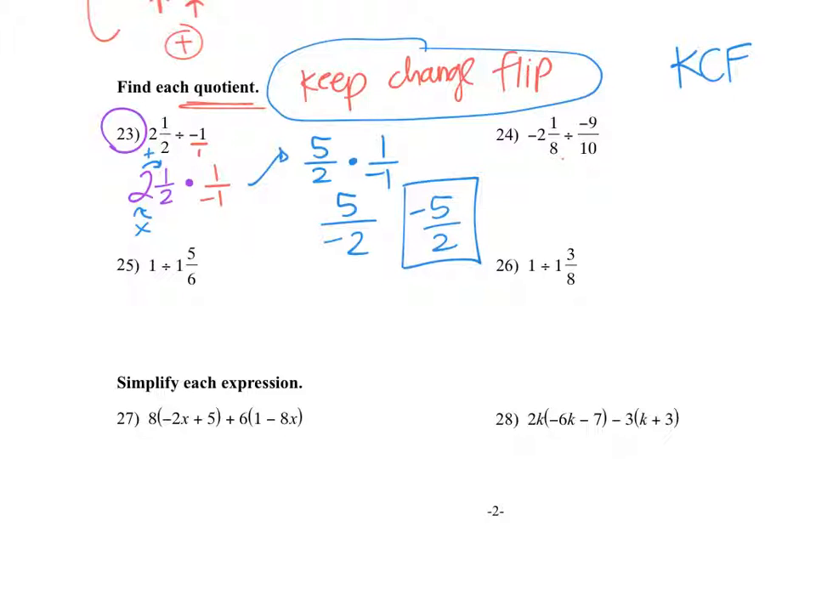Okay, so let's try number 24. I'm going to change this to an improper fraction. Keep the negative on the outside, so I'm going to leave that negative alone. And 8 times 2 is 16. 16 plus 1 is 17. So I have 17 over 8 times, and I'm going to flip that. So that's 10 over -9.